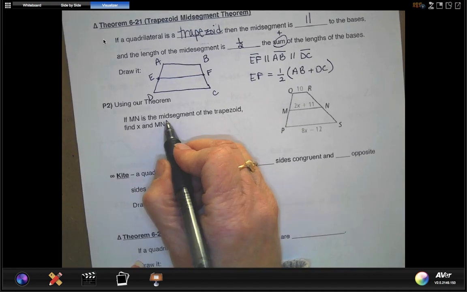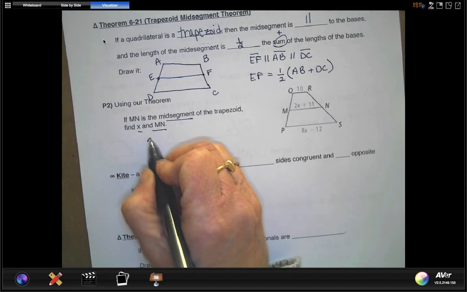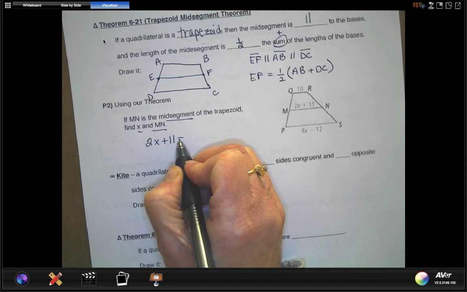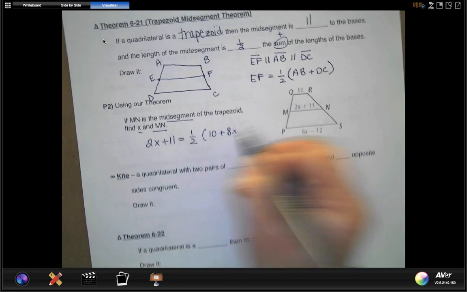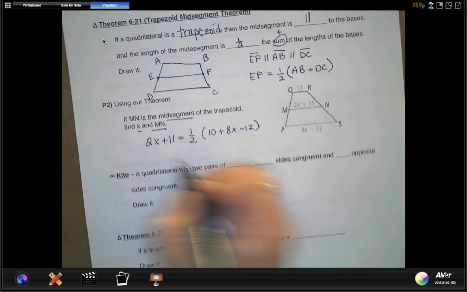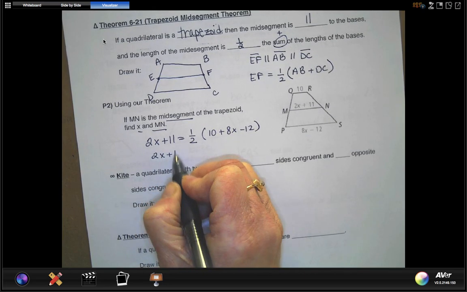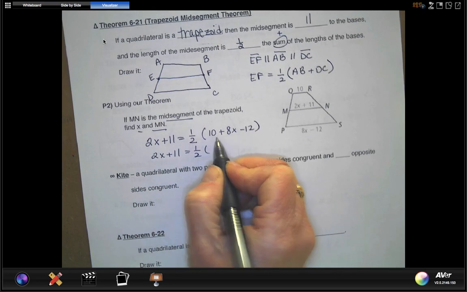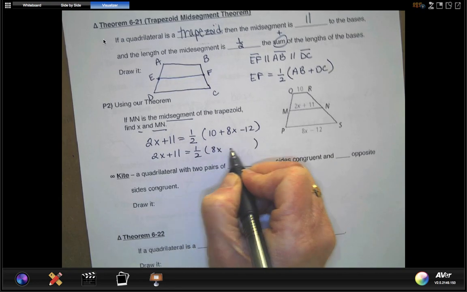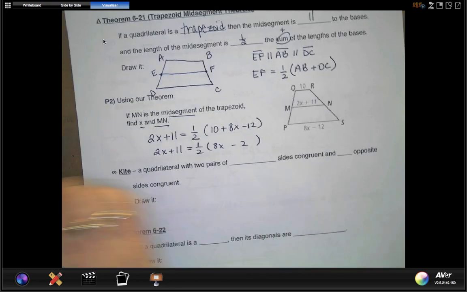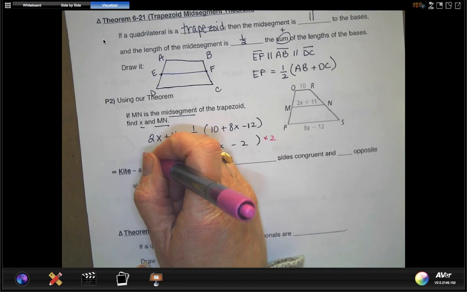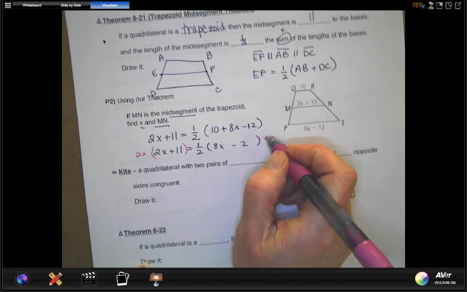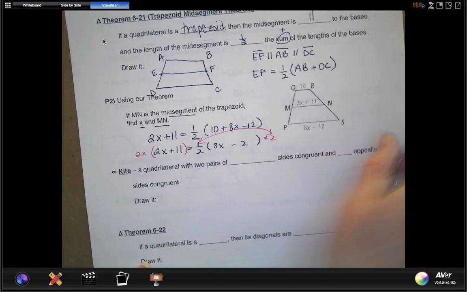So in this one right here, it says MN is the mid-segment of the trapezoid. Find x, find MN. So I know that 2x plus 11 is equal to half of 10 plus 8x minus 12. I can combine like terms here. Some kids don't like to deal with that 1/2. Like you can distribute the 1/2. You could get rid of it by multiplying both sides by 2. If you multiply both sides by 2, these end up canceling.